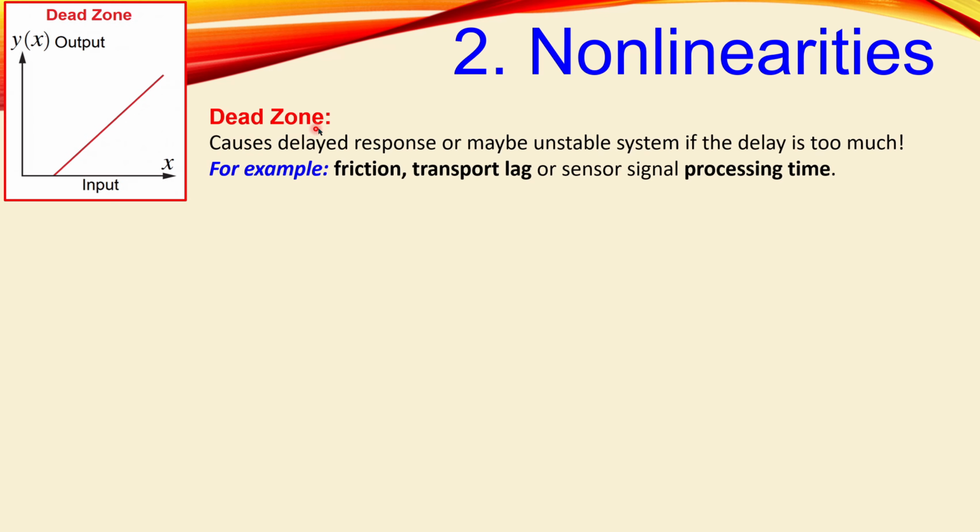The second one is about a dead zone caused by delayed response or maybe also an unstable system. It causes a delayed response, but can also cause an unstable system if the delay is too much. Think about, let's say, frequency response analysis. If the delay is transformed into the Laplace domain, it will cause some phase shift. If that phase shift is too much, your phase margin could even get to zero and you will get an unstable system. So a dead zone is definitely something important to consider. For example, you can have friction, transportation lag, or sensor signal processing.